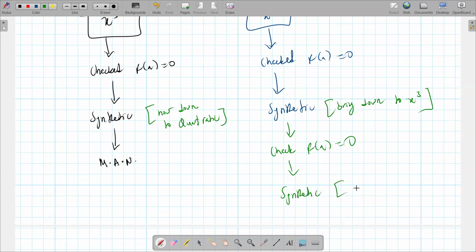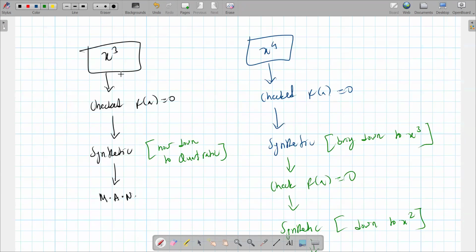So now to bring it down to x squared, and then you factor it. The number of levels above x squared is the number of times you have to do synthetic or long division. So if it's x cubed, you have to do synthetic once. If it's x to the 4th, you have to do synthetic twice.